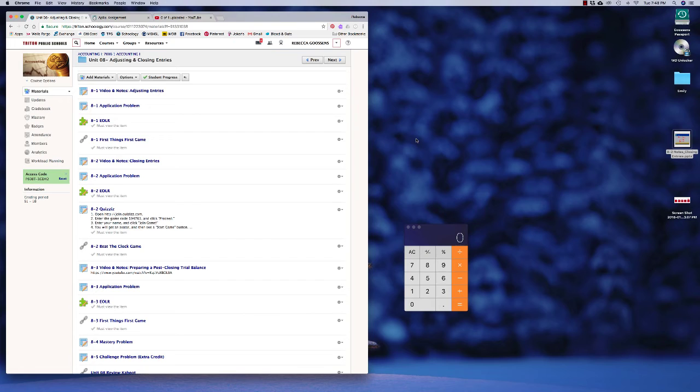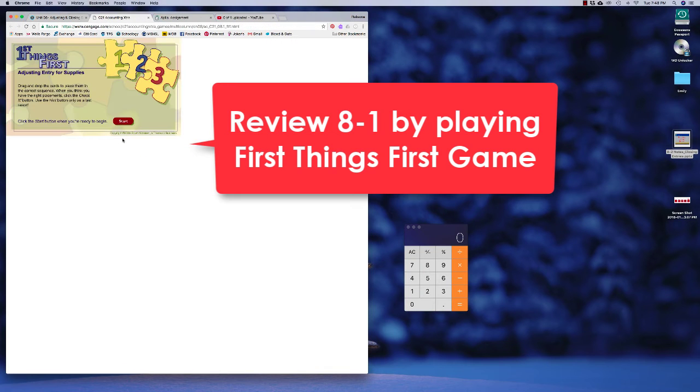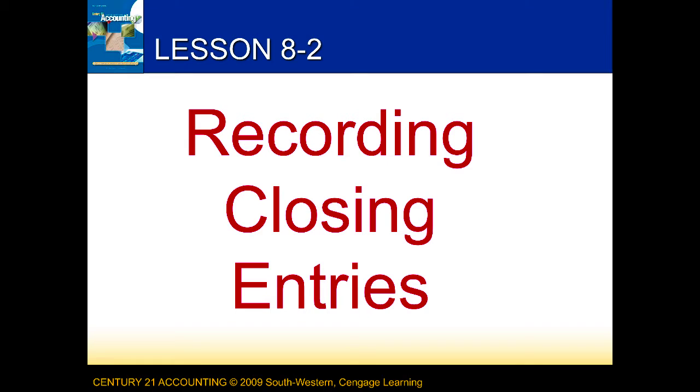Be starting Lesson 8.2. If you'd like a very quick review on Lesson 8.1, you could play this 8.1 First Things First game, where it has you place in order the process of taking our adjusting entry for supplies and journalizing that. So that's just some extra review for 8.1. Lesson 8.2 is all about recording our closing entries.